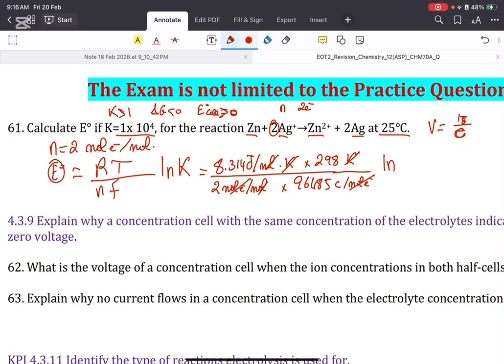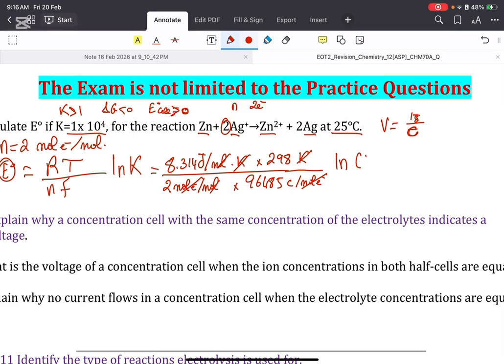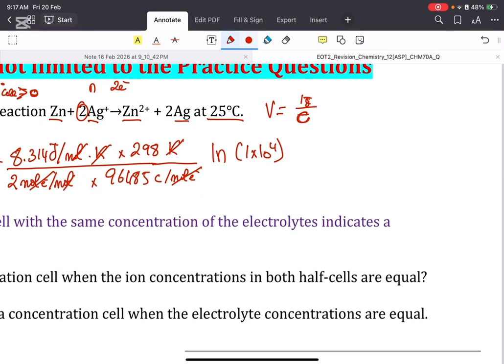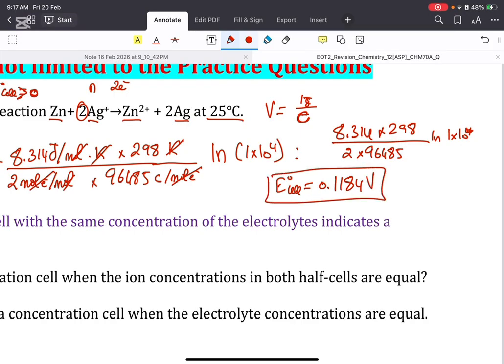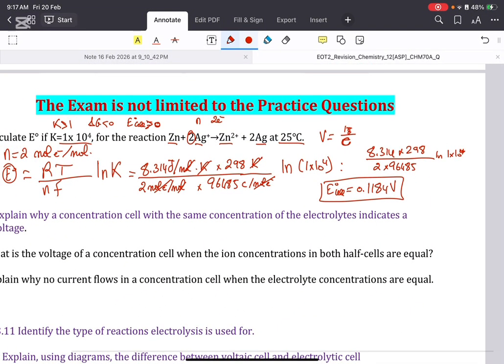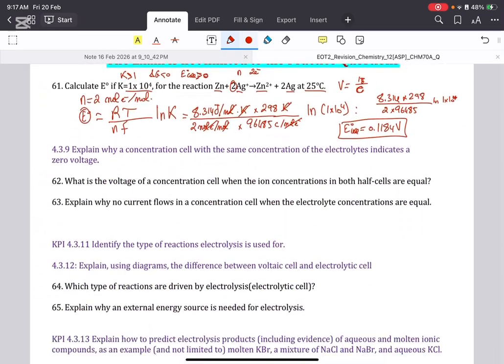And I'm gonna put here ln K. K doesn't have a unit. So if we plug this into our calculator, 8.314 times 298 over 2, and Faraday's constant, ln, I'll get an answer of 1184 volt. Note that in this formula, you don't have to do any conversion because the volt is in joule per coulomb and not kilojoule.